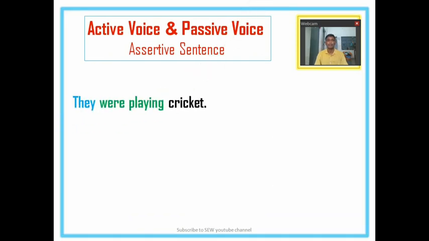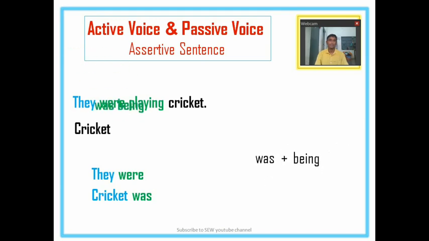Next example, they were playing cricket. So they is the subject, were playing is the verb, cricket is the object. So the object becomes the subject in passive voice. Cricket. Since they is plural, the plural helping verb were is used. But here cricket is the subject of the passive voice. So cricket is singular. Cricket was. So was plus being, was being.